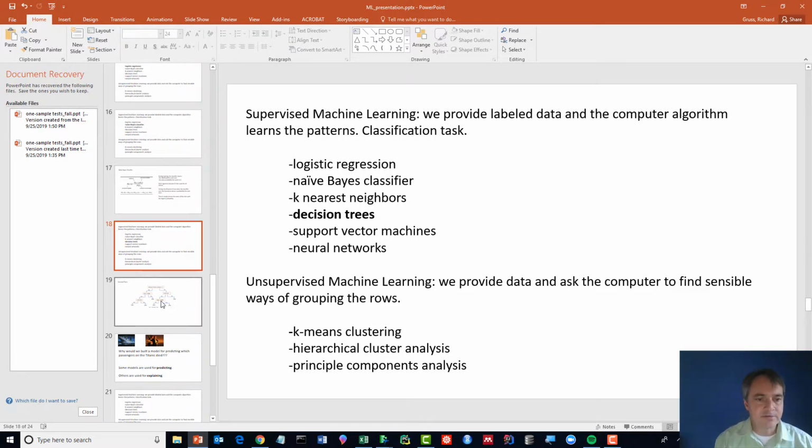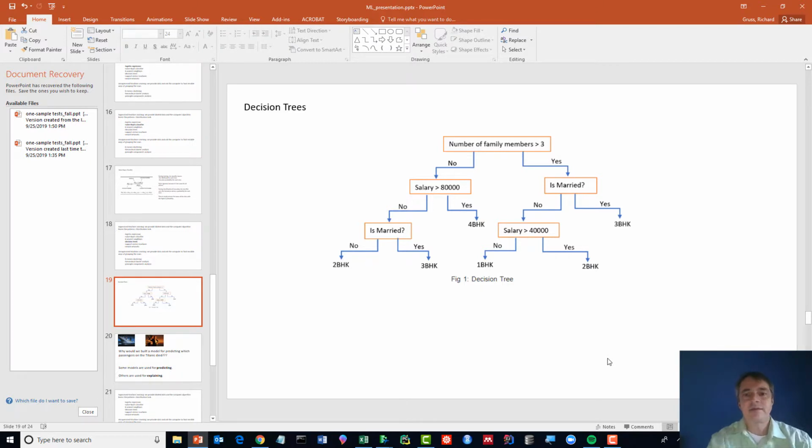So like this. Let's say we were trying to decide which apartment to put somebody in. We would like to have some kind of procedure in place where we make a series of decisions like this, where we ask, is the number of family members greater than 3? If yes, then we want to know, are they married? And if yes, put them there. If no, ask if their salary is greater than 40,000, and if yes, put them there. If no, put them there.